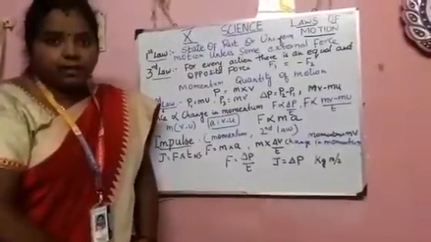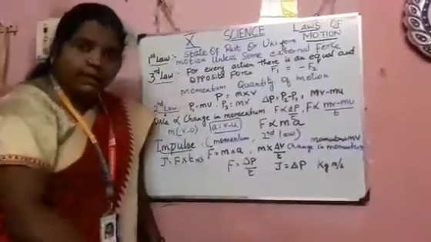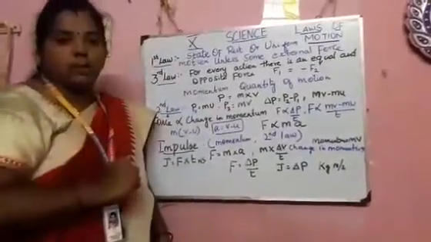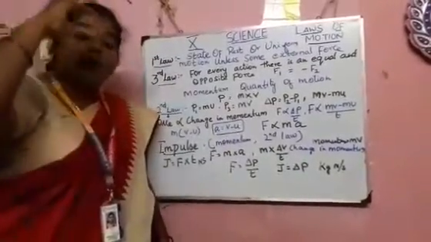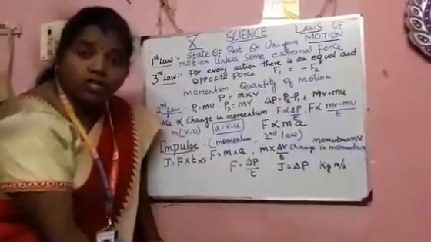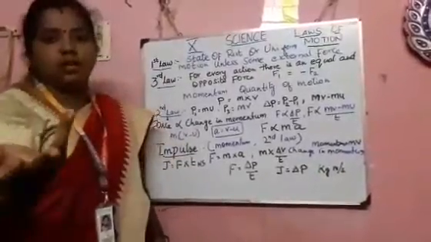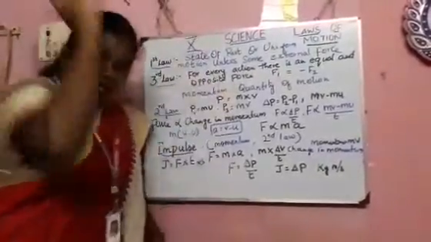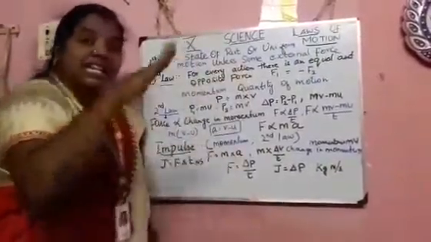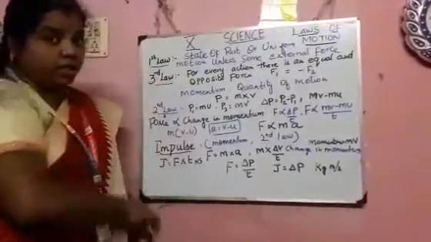An example for the third law. If you throw a ball on the ground, what happens? As soon as you throw it, it comes back to the original position. Okay, isn't it? How much speed, how much force you have given, that much force it comes back with, isn't it? That is the example. That is Newton's third law. For every action, that is, you throw the ball with force, there is an equal and opposite reaction. That is called Newton's third law.